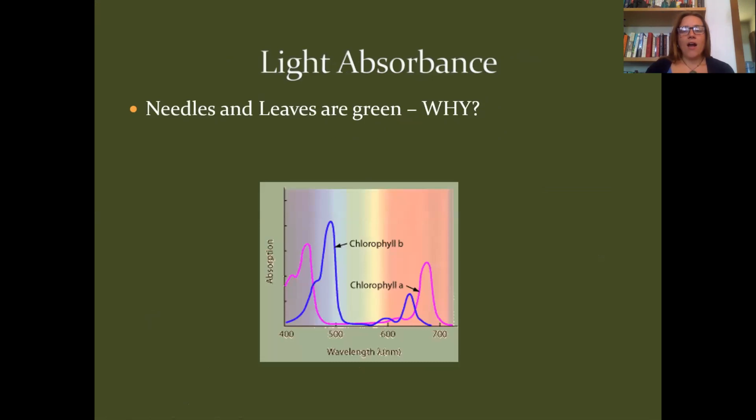So why are these chlorophyll pigments, or the leaves in general, green? Well, interestingly, that's because green is the type of light energy that they can't use.